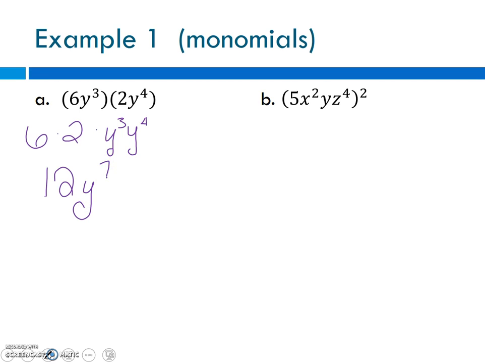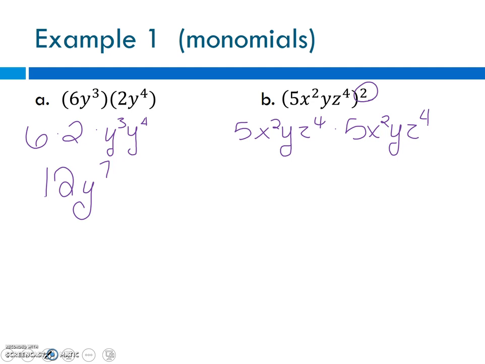This is probably the most important rule for you to keep in mind. Now let's take a look at letter B. Letter B is a little bit different because we have this quantity inside the parentheses, and then we have the exponent of 2. Keep in mind, when I have something in parentheses and I have that 2 on the outside, that means I'm multiplying it by itself. So you're going to rewrite it however many times this exponent says. Since it says twice, I'm going to write out 5x squared y z to the fourth, and I'm going to times it by 5x squared y z to the fourth. I'm just writing it however many times that exponent says.